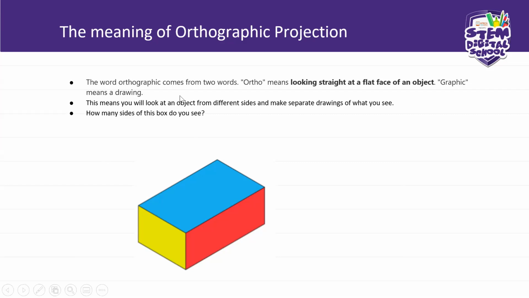The word orthographic comes from two words. Ortho, meaning looking straight at a flat face of an object, and graphic, meaning a drawing, okay? So when you are looking at something straight in its face, you are looking at it at an ortho angle. So when someone is looking you straight in the eyes, they are looking at you at an ortho angle. You didn't know this before, but now you are going to speak like an engineer, all right? So ortho means looking straight at the face.